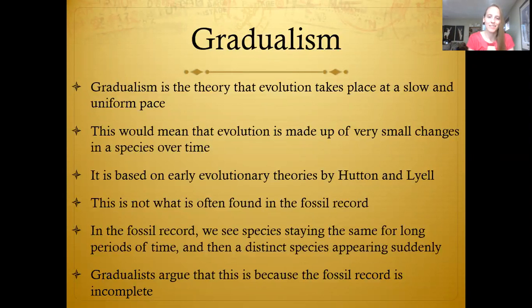And it's not super supported by the fossil record. In the fossil record, we see species staying the same for a really long time and then a big change. However, gradualists argue that that's just because we're missing so much of the fossil record. There are so many missing links in our fossil record that we haven't discovered and may never discover, because as we talked about in an earlier lesson, a lot of species just don't fossilize.